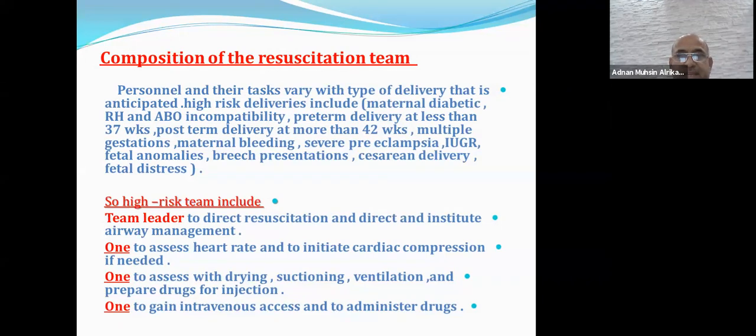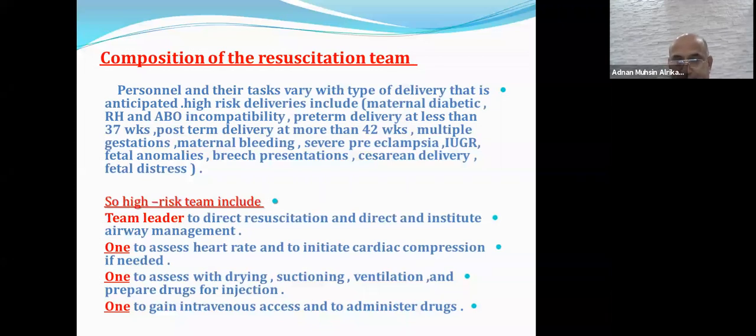A team that should resuscitate this newborn should know the high-risk deliveries and can deal with each of these risks separately. Of course, all the team, including the leader and others, should know these high-risk groups like ABO incompatibility, multiple gestation, maternal bleeding, severe eclampsia, growth retardation, fetal breech presentation, or a previous cesarean section.